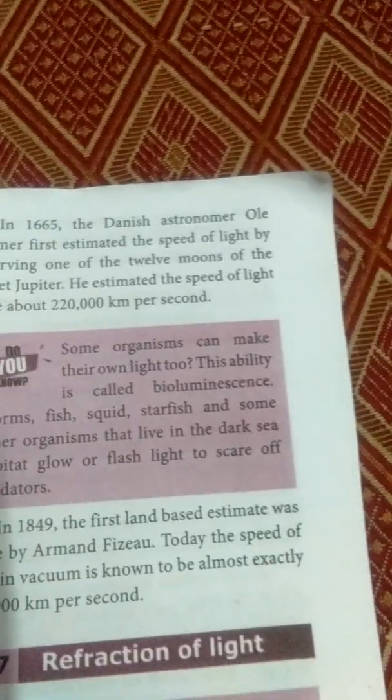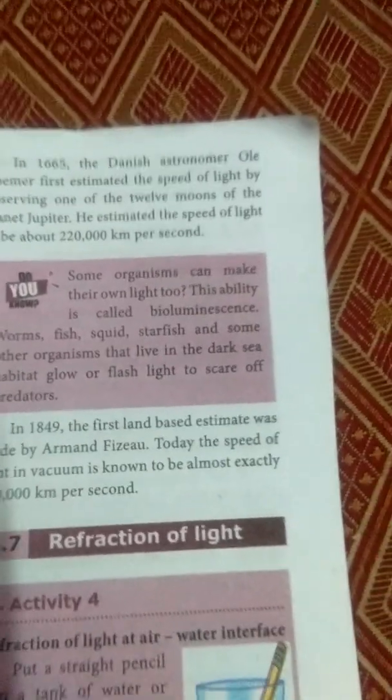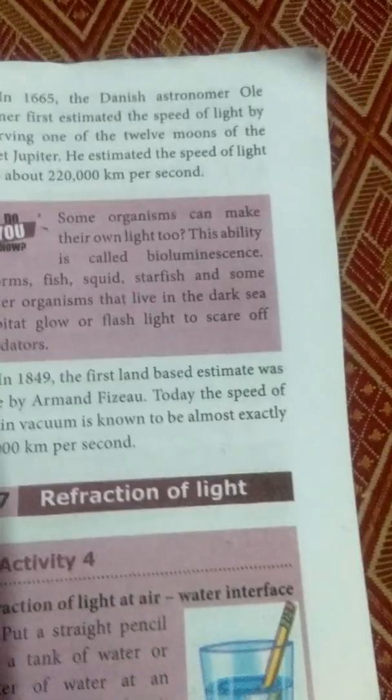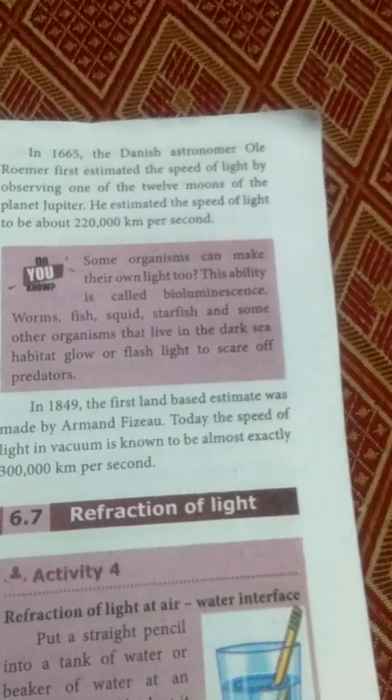In 1849, the first land-based estimate was made by Armand Fizeau. Today, the speed of light in a vacuum is known to be almost exactly 3 lakh kilometers per second.